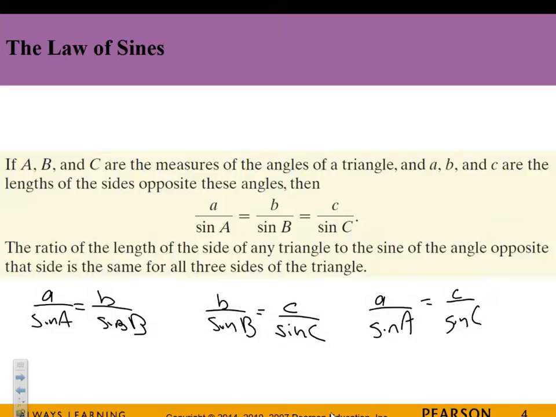It's only a law that says, hey, the ratio of these is equal to the ratio of these, and those in turn are equal to the ratio of those.